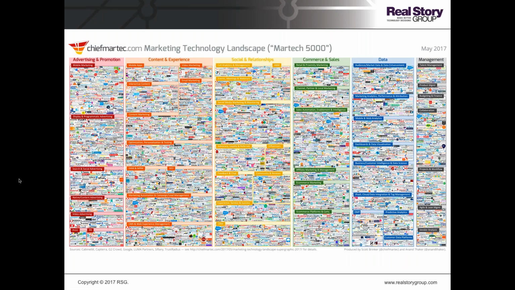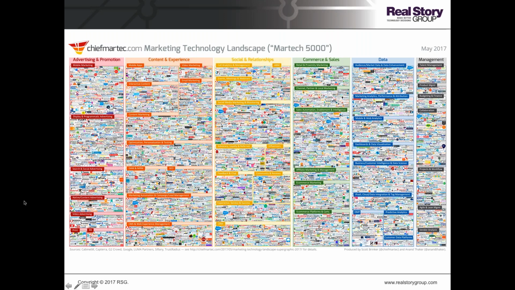And I'm sure many of you have seen this graphic. It seems you can't read a press release online today without coming across this graphic from Scott Brinker at chiefmartech.com, and the latest version of this marketing technology landscape aims to show all the different software vendors who are playing in the marketing technology space, and they're calling it the MarTech 5000 this year because there's over 5,000 different vendors at play here.